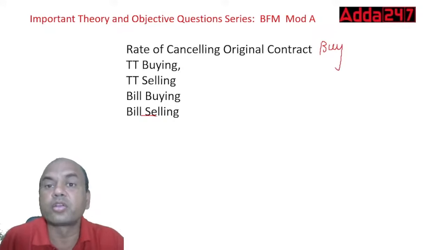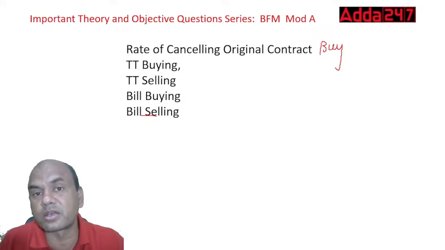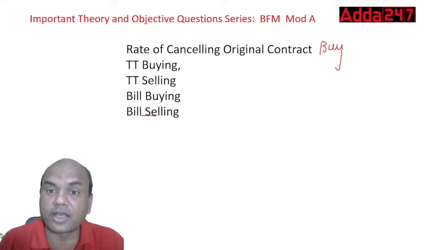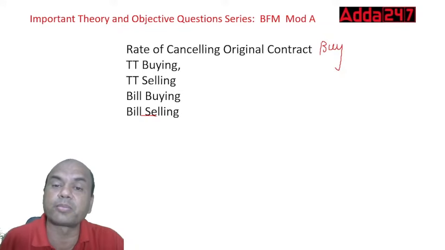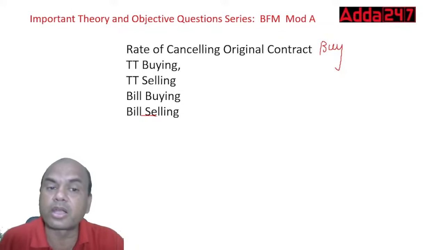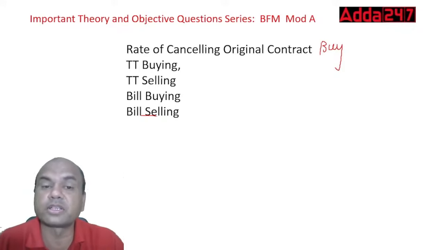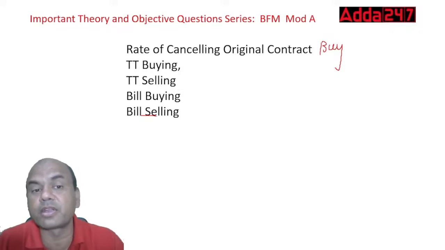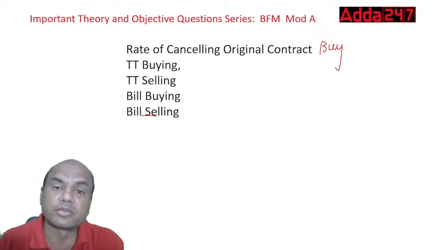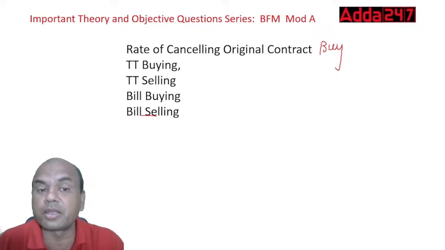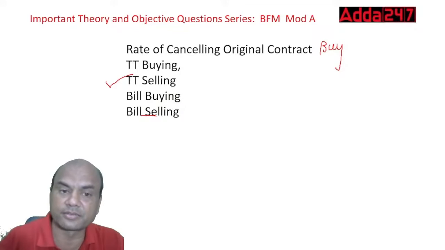Okay. So, if I have purchased this dollar earlier, I might have purchased it at what rate? I might have purchased it at either bill buying or TT buying, depending on what type of transaction it was. If it was a spot transaction, I might have done it at TT buying. If it was a bill transaction, I might have done it at a bill buying rate. But cancelling is always done at the same rate. That is known as TT selling. Cancelling means reversing that transaction. So that will always be done at TT selling.